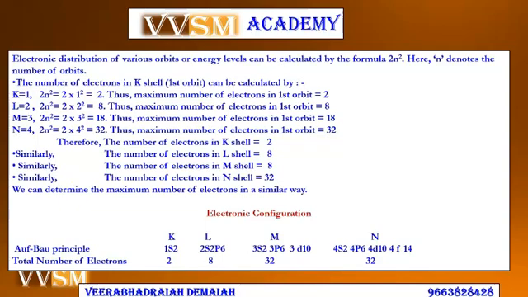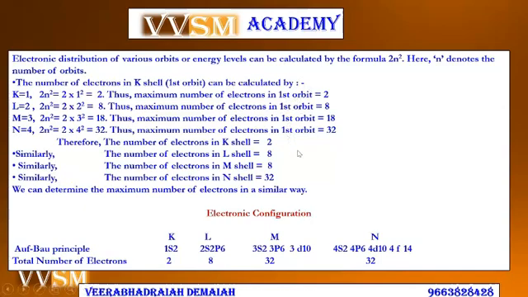Now, here there is a typing mistake. This is the first orbit, this is the second orbit, this is the third orbit, and this is the fourth orbit. I apologize for the typing mistake. This is very important. Please correct it as first orbit, second orbit, third orbit, and fourth orbit.